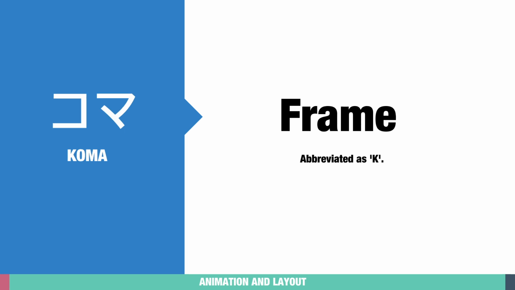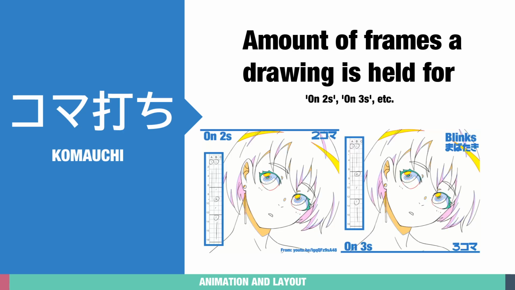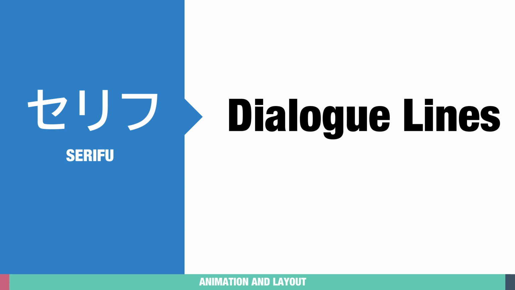Koma. A frame, often abbreviated to the letter K. Komauchi. This is the amount of frames a drawing is held for. If a drawing is held for 3 frames, we say that it's on 3s or sankomauchi. Serifu. The dialogue or lines that the characters speak.